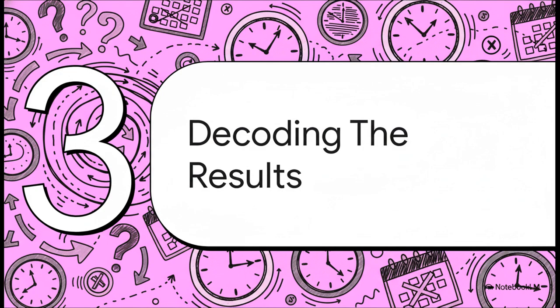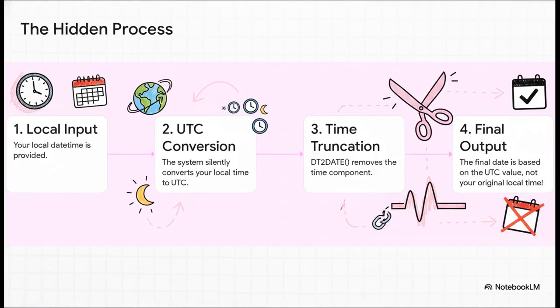So, what in the world is going on? How are we getting dates from the day before and the day after? Well, the answer is in this invisible automatic process that NAV is running under the hood every single time. Here it is, the secret 4-step process. First, you give it your local date time. Simple enough. But then, and this is the kicker, the system silently converts your local time to UTC. Remember our developer was 3 hours ahead? That means 12:23 a.m. on the 19th becomes 9:23 p.m. on the 18th in UTC.